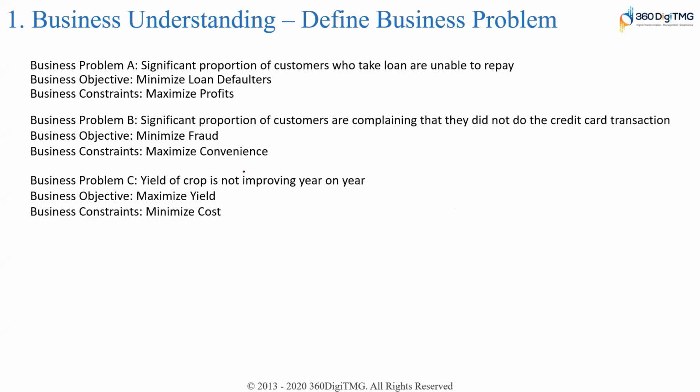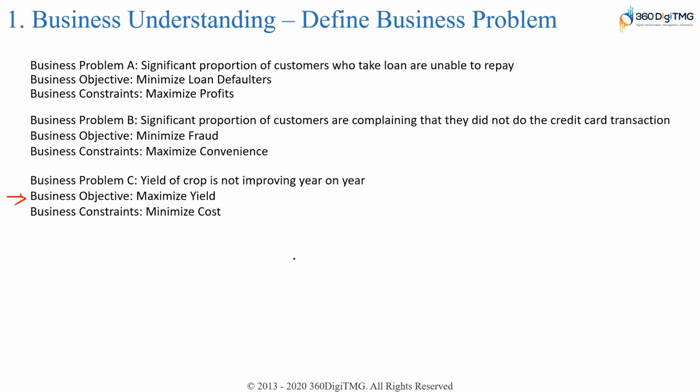Business problem C. Say the yield of a crop is not improving year on year, some agriculture related problem. For this problem, your business objective would be to maximize the yield, the amount of yield that we have, right? And while you try to maximize the yield, your business will also put constraints on you. And that constraint is to minimize the cost.